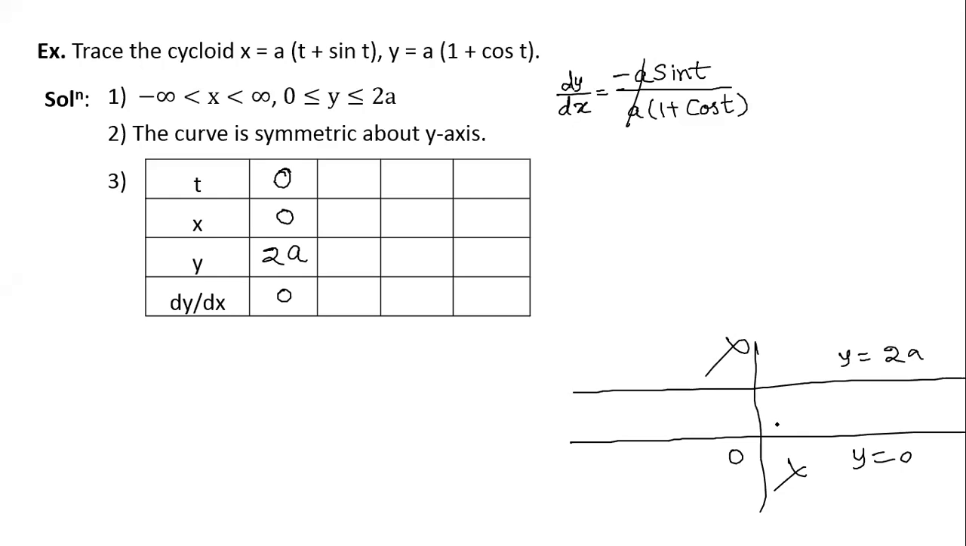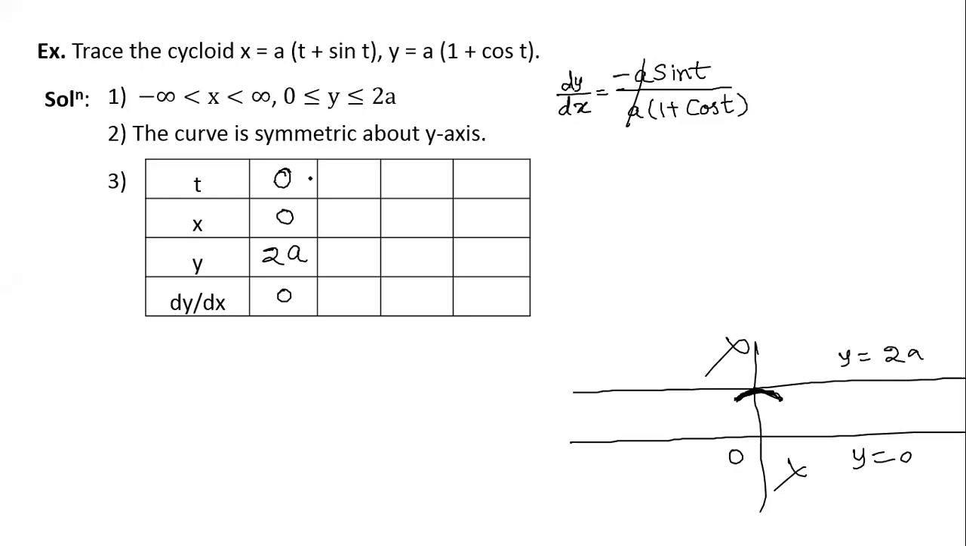Now x equal to 0 and y equal to 2a, this is the first point, and at this point dy by dx is 0, there is a tangent parallel to the x axis, so it will be like this. So you can understand it will be like this.